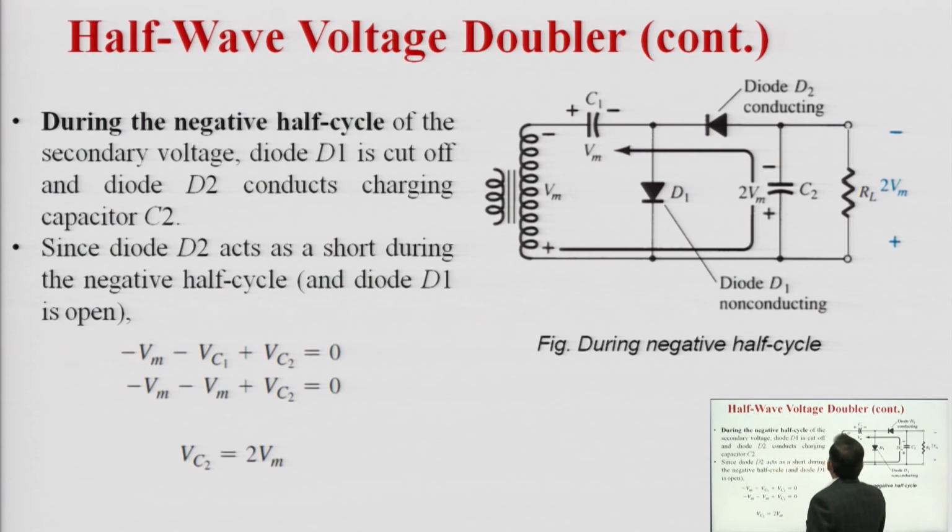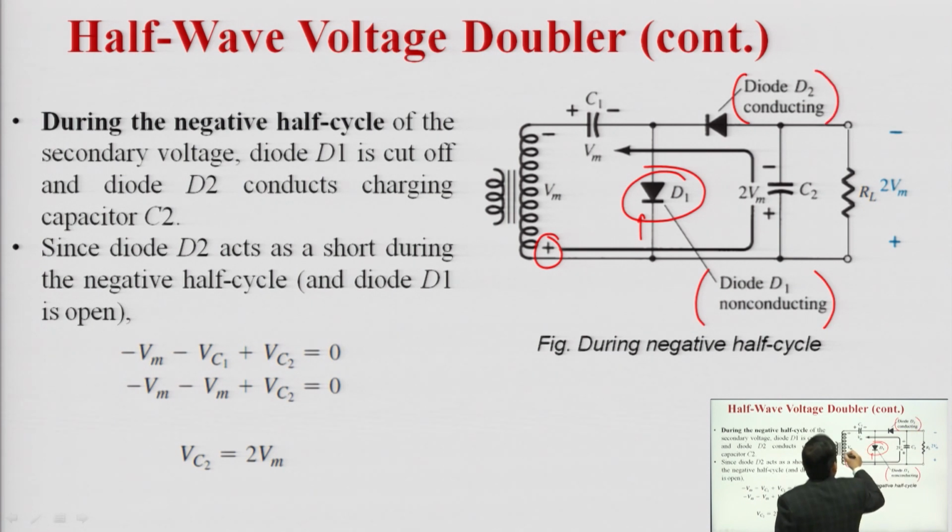Now during the negative half cycle, if this is positive, what will happen? It will try to flow current in this particular direction. So if current flows in this direction, then this diode will be naturally off and non-conducting, whereas the diode D2 is conducting because now the current is flowing in an anti-clockwise direction, something like this.